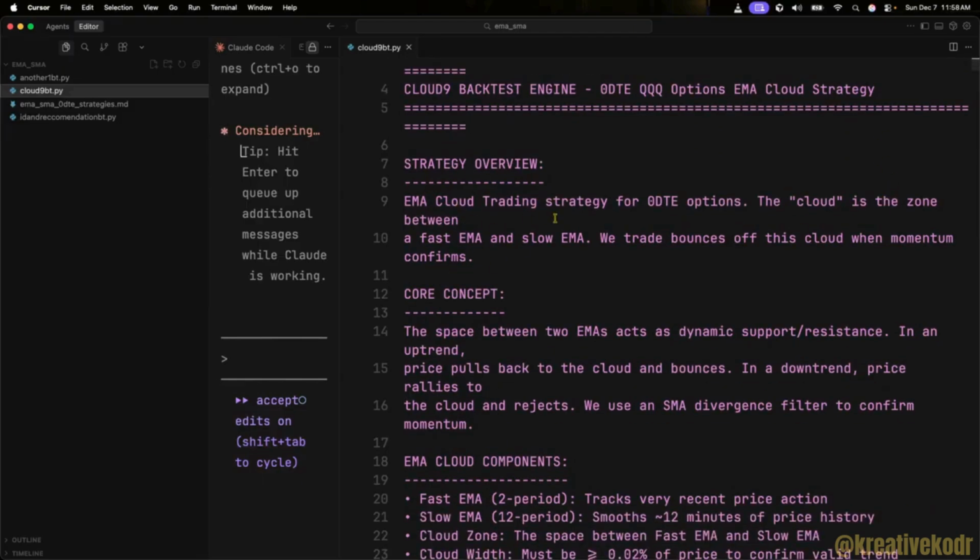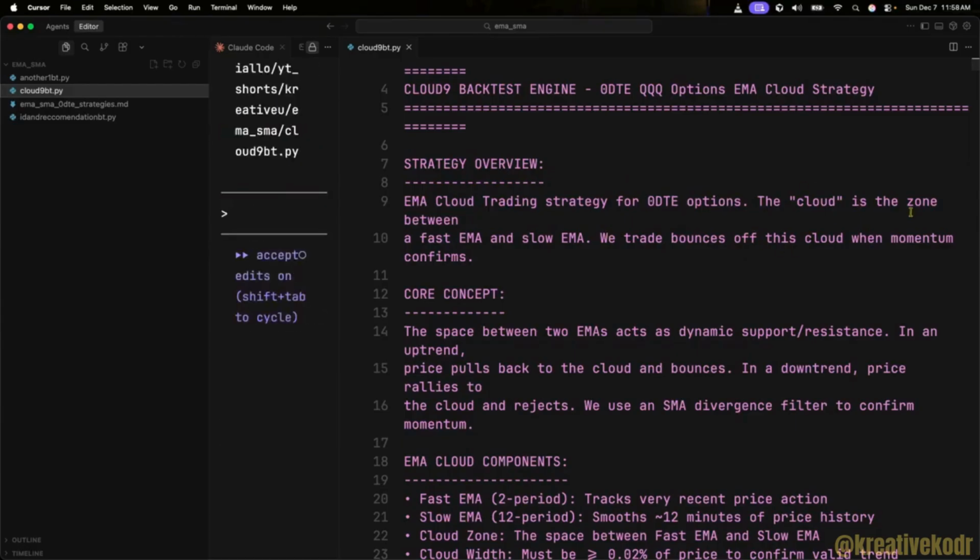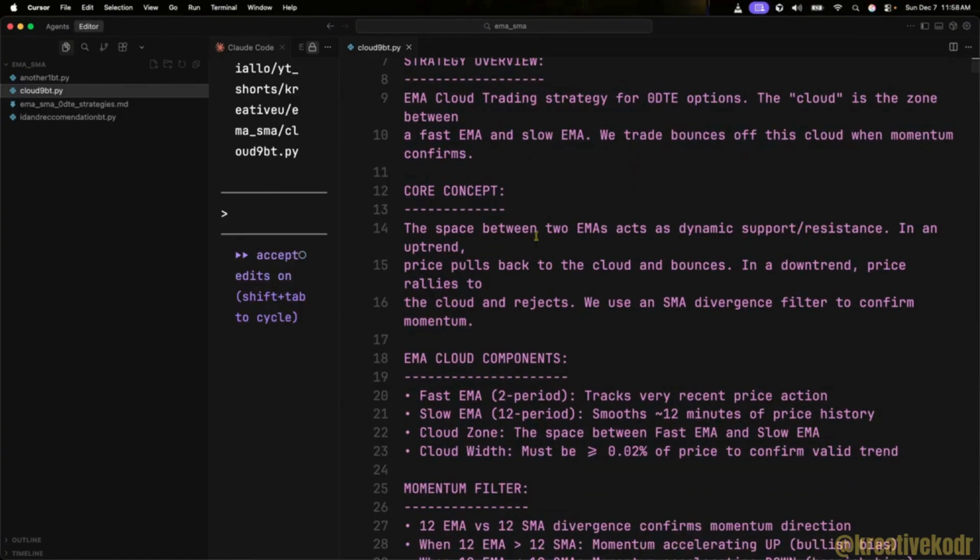So the EMA cloud trading strategy for 0DTE options: this cloud is the zone between the fast and the slow EMA. We trade the bounces off the cloud when momentum confirms it. The concept: the space between the 2 EMAs acts as a dynamic support or resistance level, right? Support is when it's touching new lows, resistance is when it's touching new highs.